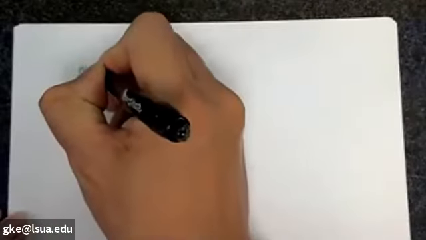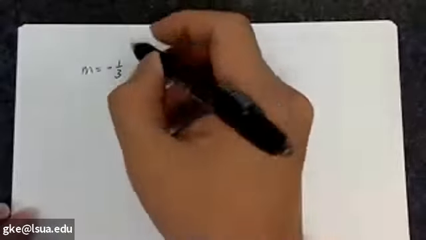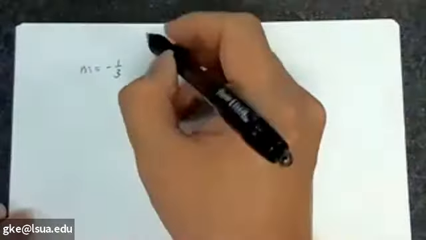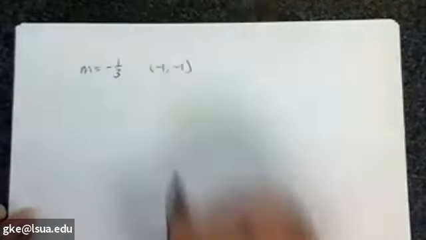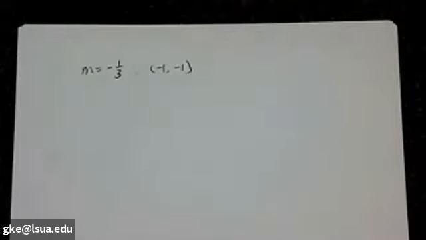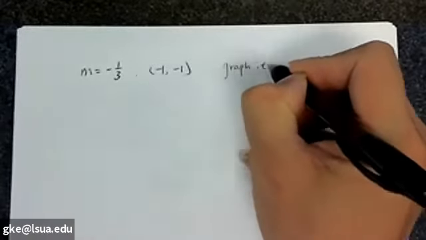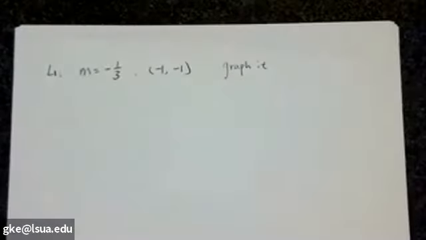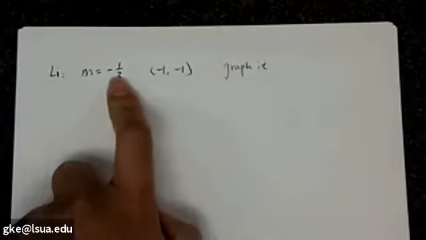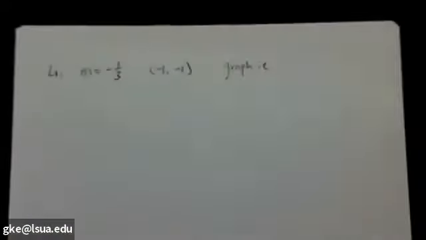So I gave you m equals negative 1/3, and draw a point that is negative 1, negative 1. Okay, try this one for me. Graph it. We have line equation L1 that has slope negative 1/3, and the point is negative 1, negative 1. Okay, just try it.